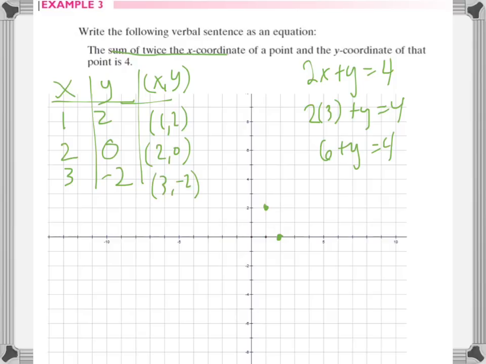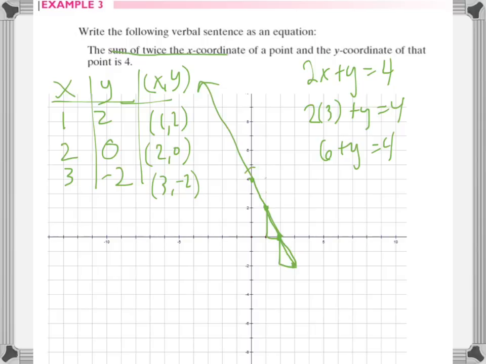So 3, negative 2 is right here, and you can see already these 3 points are what we call collinear. They lie along the same line. And in fact, I can find some more points by making these similar triangles right here. All these points lie on the same line. If I wanted to find another point, I'd have to go up 2 and over 1. There's another point that lies on that line.